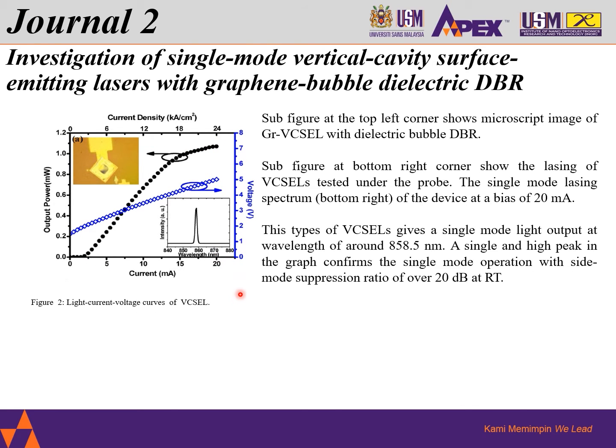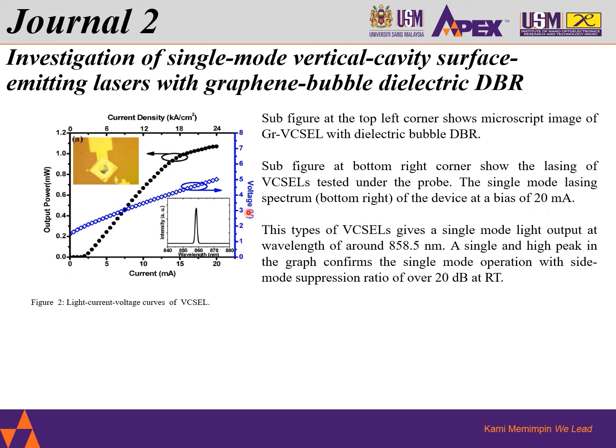Apart from the light-current-voltage curve of the VCSEL that I discussed just now, I also would like to discuss these two subfigures. In the first subfigure, we can see the microscope image of the graphene VCSEL with dielectric bubble DBR. And the other subfigure at the bottom right corner shows the lasing of the VCSEL tested under the probe. The single mode lasing spectrum of the device is at a bias of 20 milliampere.